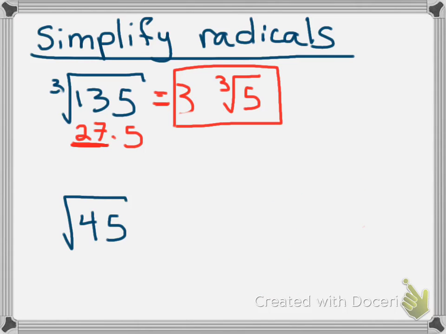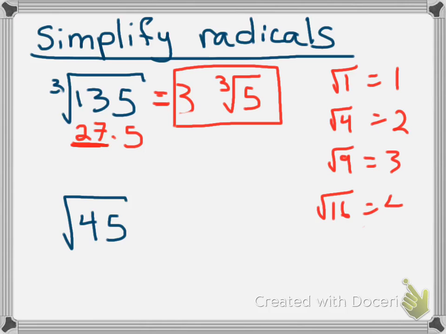I'm asking here for the square root of 45 to simplify this radical. Again, I'm going to break it up into things that I know versus things that I don't know. I can list a few of the square roots that I know. Square root of 1 is 1. Square root of 4 is 2. Square root of 9 is 3. Square root of 16 is 4, and so on. We can go forever. Those you should have fresher in your head than the cubed roots, because you use them more often.